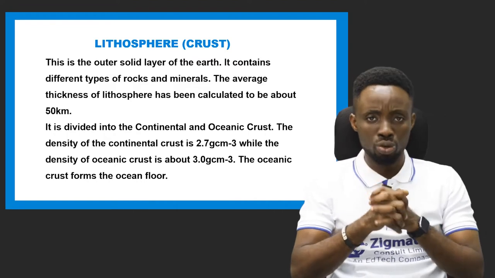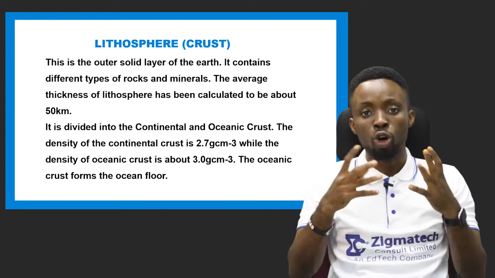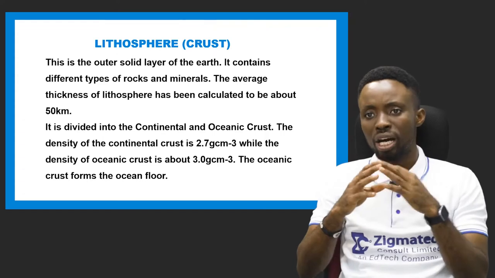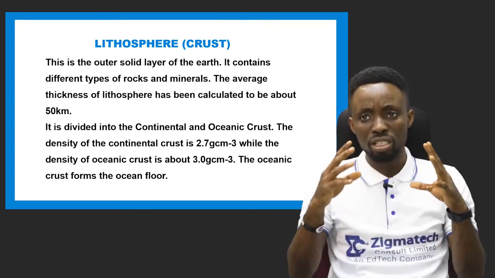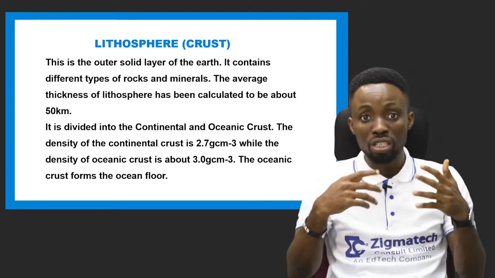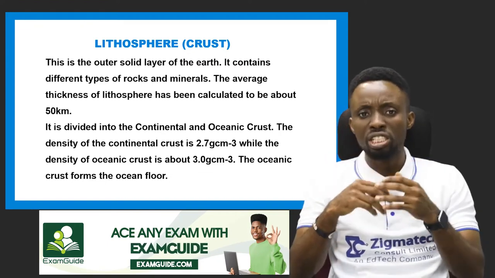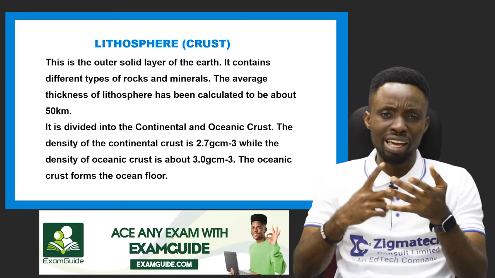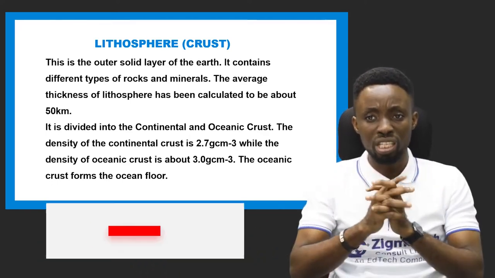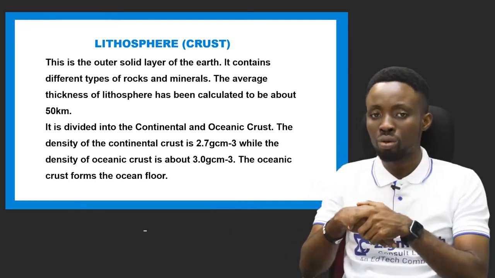So let's start with the first zone of the internal Earth. The first one is called the lithosphere, or you can as well call it the Earth crust. If you don't call it lithosphere, you call it the Earth crust. The lithosphere is actually a solid layer, and in the lithosphere we have rocks and minerals, rocks like granite, and these rocks are rich in minerals like silicon, magnesium, and aluminium. We have it in abundance in the lithosphere, specifically the oceanic crust and the continental crust.